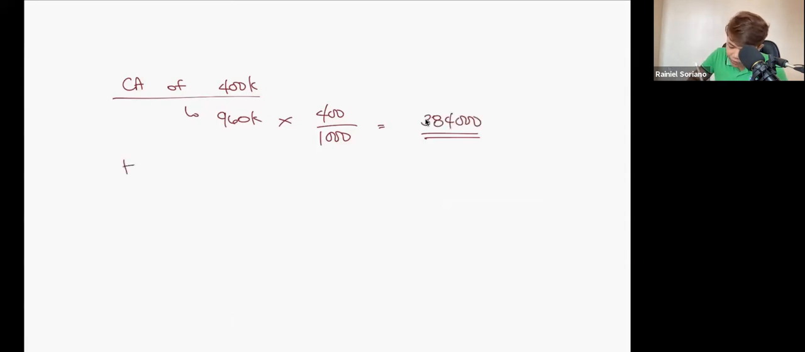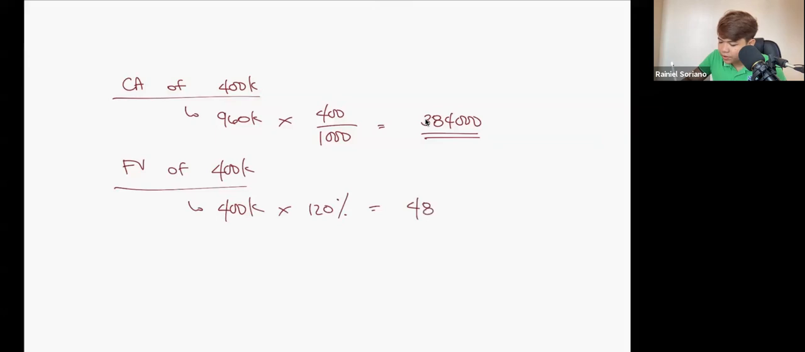Once again, magkano yung fair value of the 400,000 remaining bonds? Well, that's equal to 400,000 times 120%, or once again, that is equal to 480. Okay? So from 384, naging 480. So obviously here, meron tayong tinatawag na unrealized gain. And magkano yan? 480 minus 384, that is equal to 96,000 pesos.